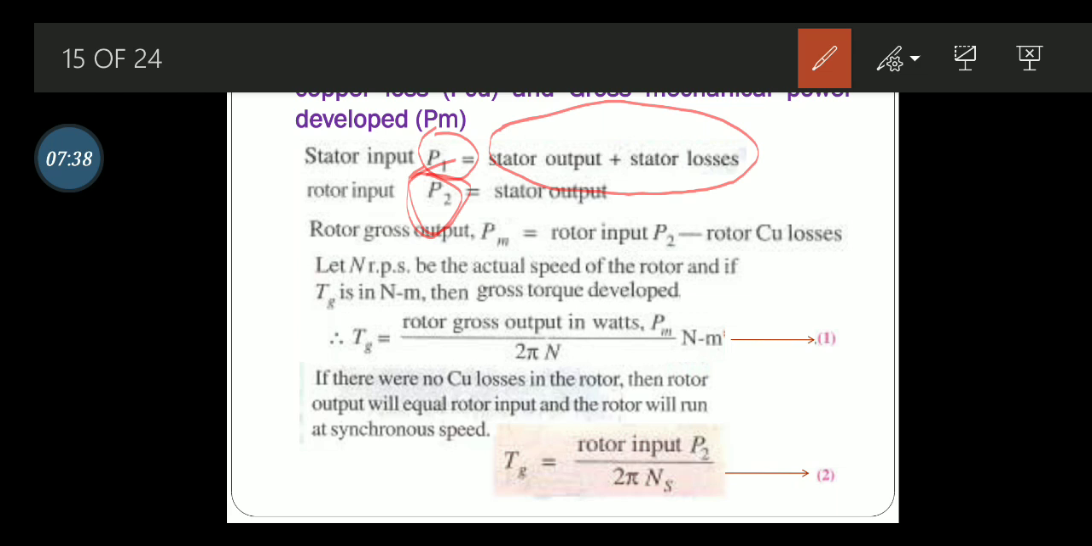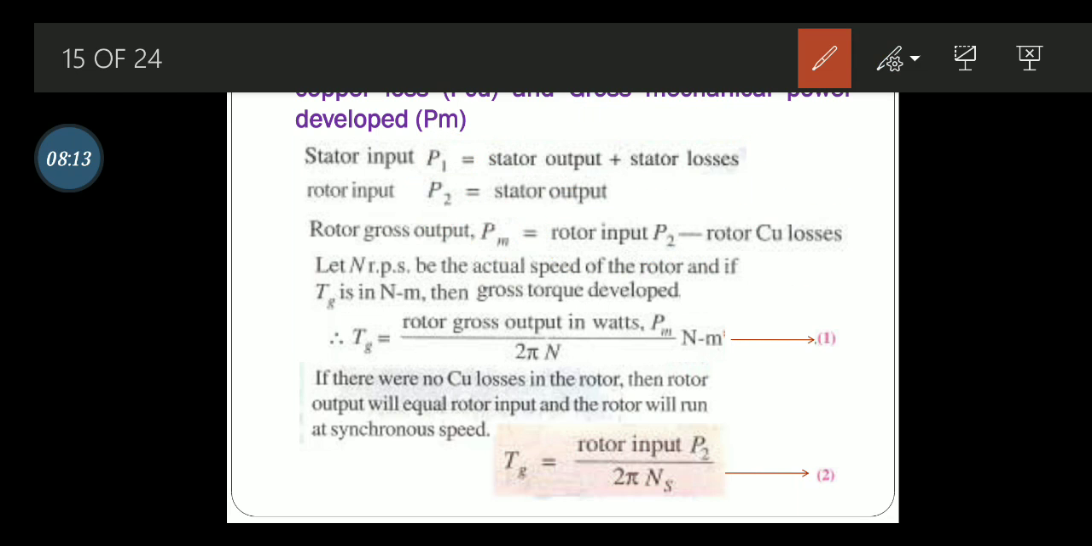Then the rotor output, that is the gross mechanical power developed, Pm, is given by rotor input minus rotor copper loss. Again, this is the general formula: output is equal to input minus losses. Here the iron losses are neglected, so you consider only the rotor copper losses. The rotor gross output PM is equal to rotor input minus rotor copper losses.